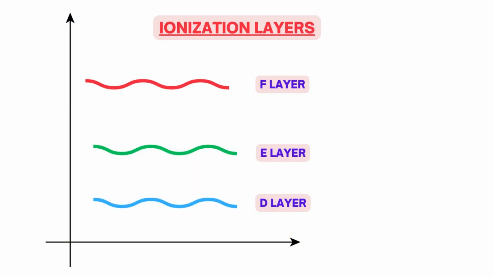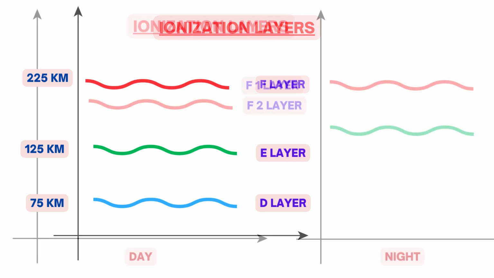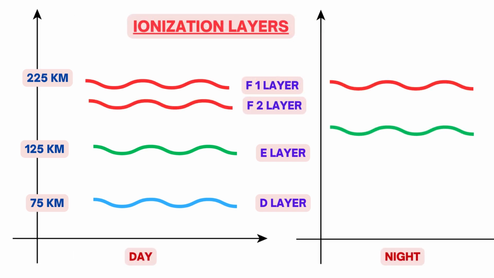Now let us discuss ionization layers. There are a total of 3 prominent layers of ionization in the atmosphere, and they are called D, E and F layers. D layer is the lowest and occurs at an average altitude of 75 km. This layer forms at sunrise and disappears at sunset. So this layer is present only during the day.